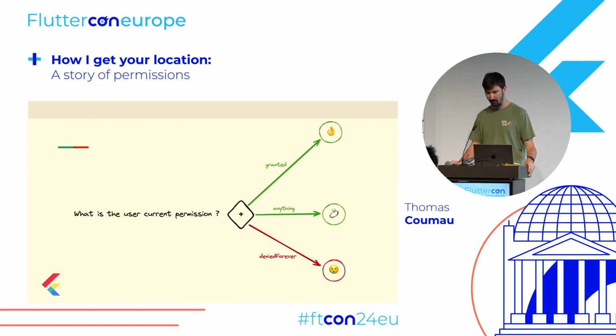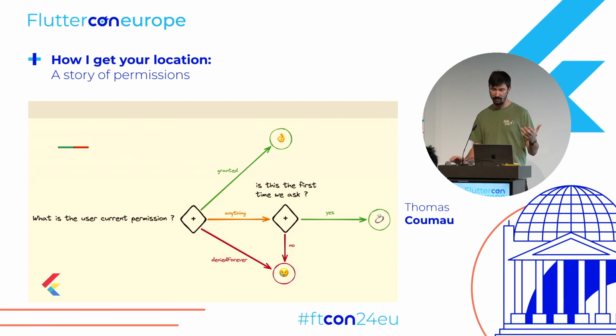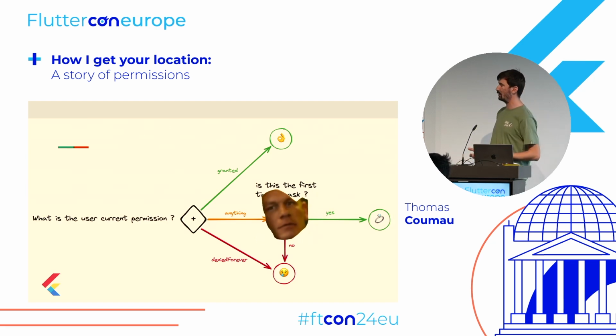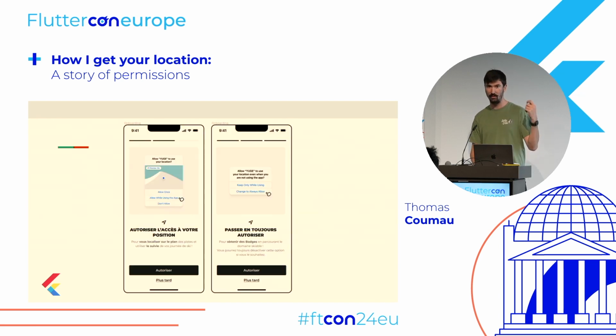But I came across a first problem: you cannot ask for the permission over and over again with the native modals. So you need to be sure that it's the first time we ask, because I think on Android you can request two times and on iOS only one time, but we don't want to differentiate between the different OSs. So we need to make sure that this is the first time we ask. And how can we be sure about this? The decision we took is to do an onboarding screen.